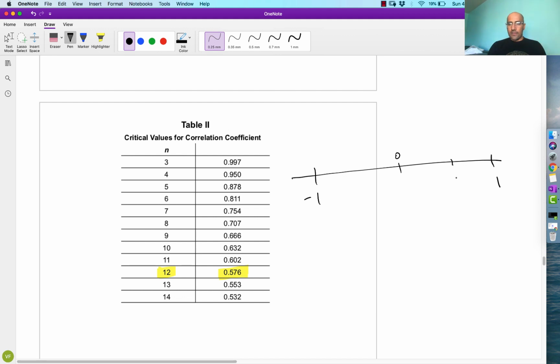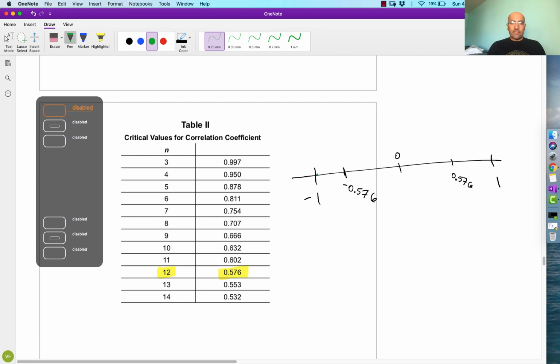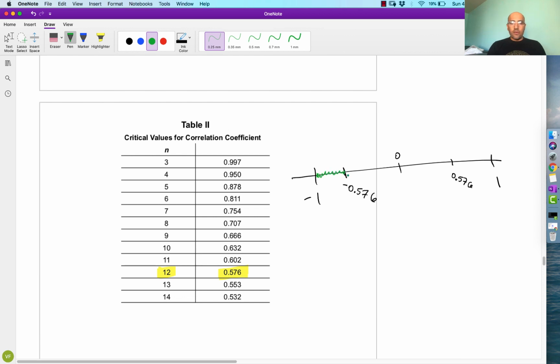So say something like right there. Here is 0.576. Okay, so even though it doesn't include the negatives, we have to know automatically that it also means that it would be the same over here, sort of its mirror image, but negative. Negative 0.576.